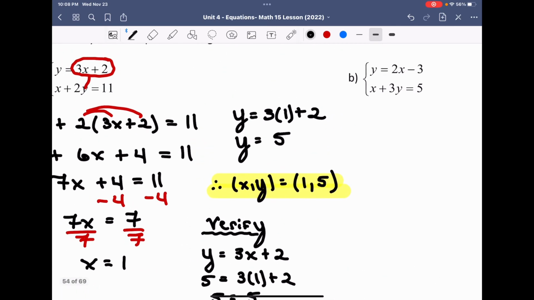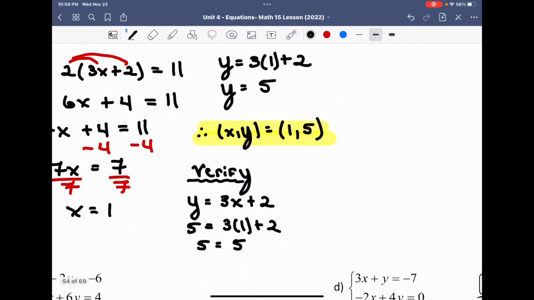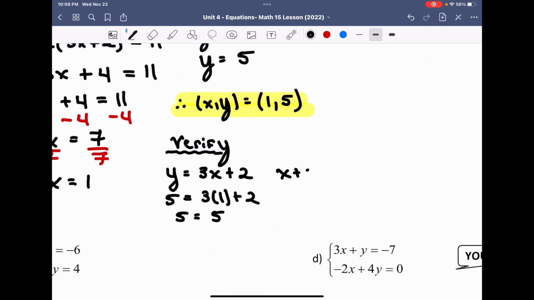Now, let's do that with the second equation as well. x plus 2y equals 11. Substituting the values in, we have 1 plus 2 times 5 is equal to 11. Well, 10 plus 1 is definitely equal to 11. There we go. We verified that both equations are satisfied with a point of 1, 5.